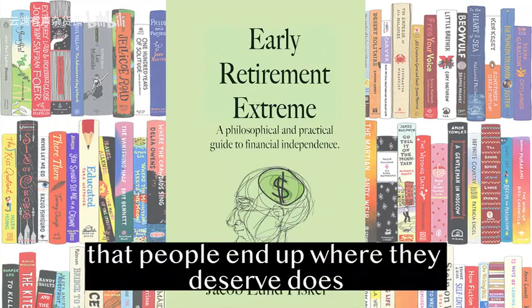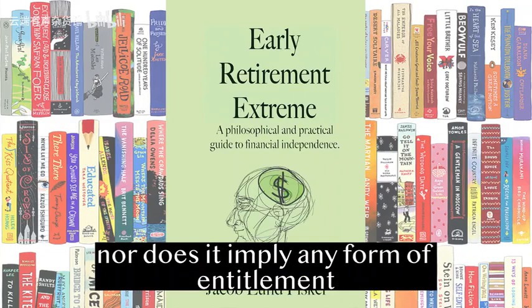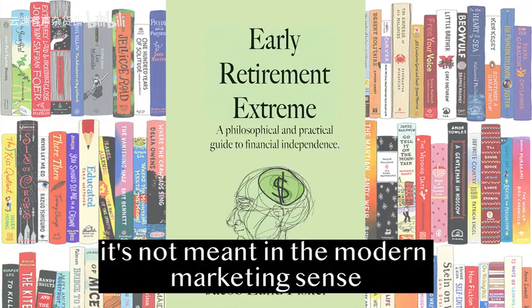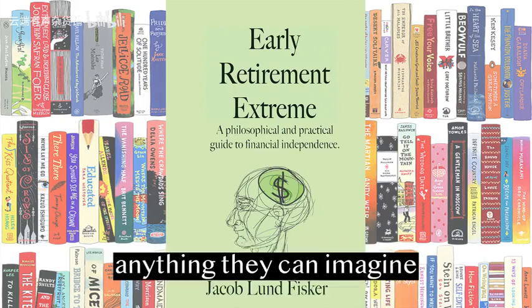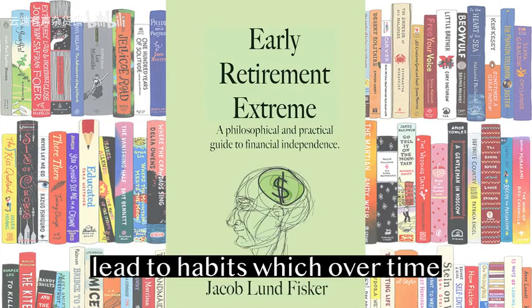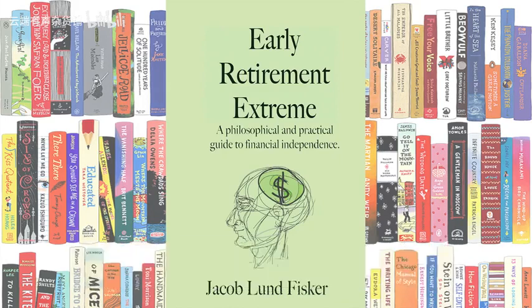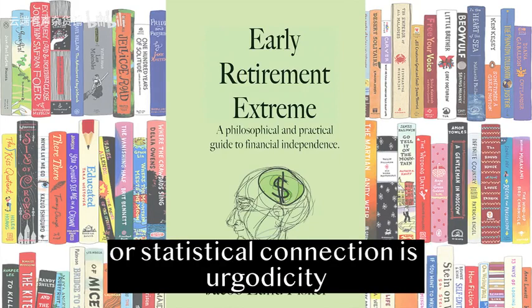The statement that people end up where they deserve does not imply any moral judgment, nor does it imply any form of entitlement. In particular, it's not meant in the modern marketing sense that people deserve anything they can imagine. Rather, it means that attitudes combined with actions lead to habits, which over time tend to deliver certain deserved outcomes. The mathematical term for this property, or statistical connection, is ergodicity.